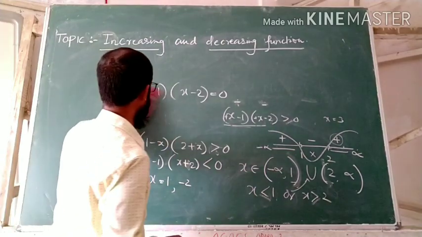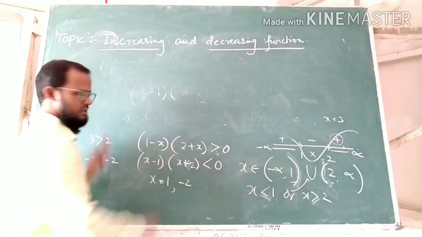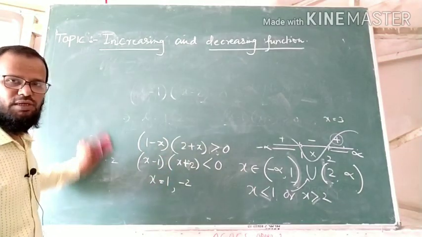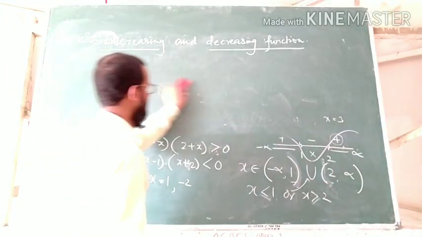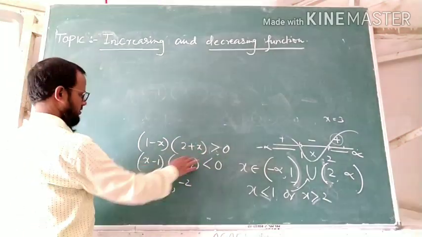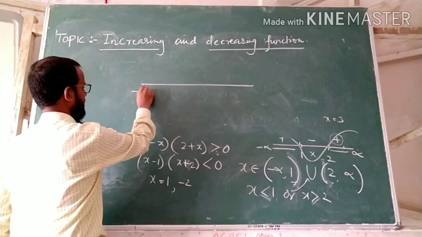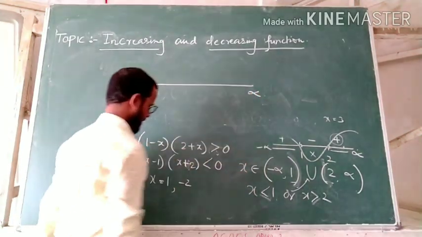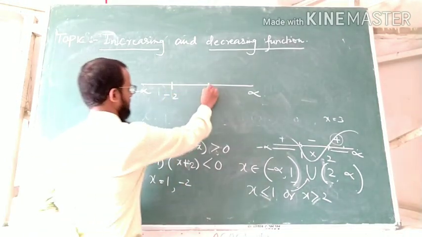Now plot these critical points on the number line, because this expression is a polynomial function. So the domain of this expression is the set of real numbers. So this is your domain, minus infinity to plus infinity. And what are the critical points? 1 and minus 2. So minus 2 is there and plus 1 is there. Okay.